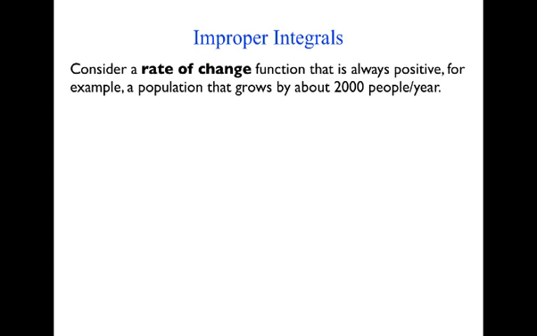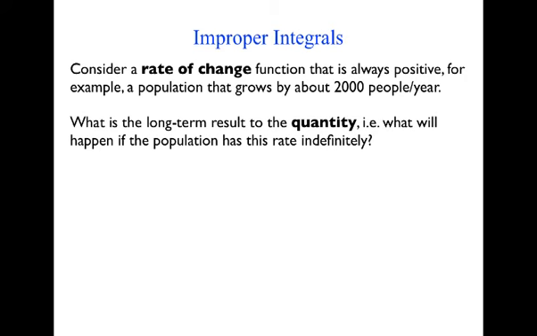So consider a rate of change function that is always positive. For example, a population that grows by, say, 2,000 people per year. Maybe this is a city, okay? What is the long-term result to the quantity, in this case the population? What will happen if the population has this rate indefinitely? So thinking long-term result, let time just increase indefinitely. What will happen to the quantity, to the population?